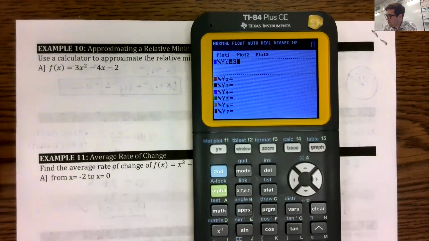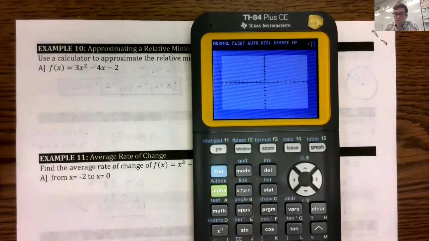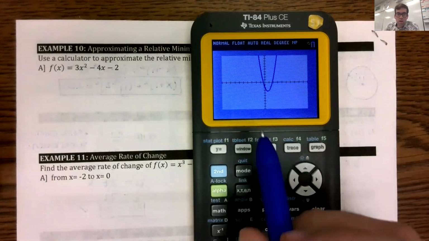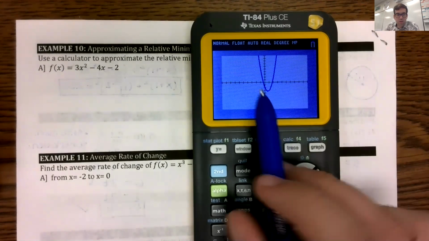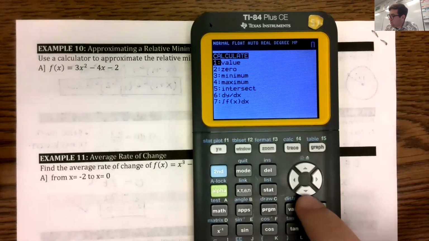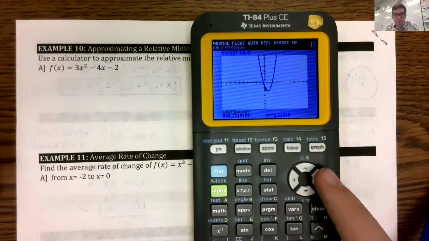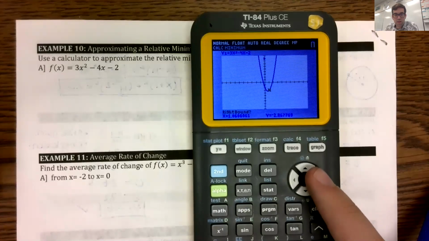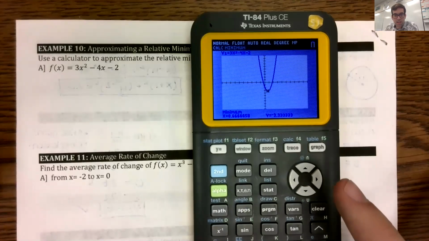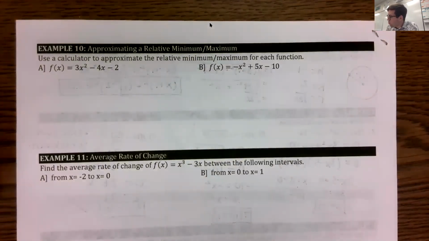For this first one, we have 3x squared minus 4x minus 2. Okay, so this is a pretty straightforward quadratic. It's going to have a vertex that is a minimum. So we do a left bound a little bit to the left of the minimum, a right bound, and then we just skip guessing by pressing enter again. And we've got a relative min at 0.667, negative 3.333.